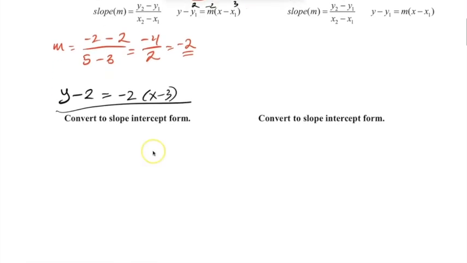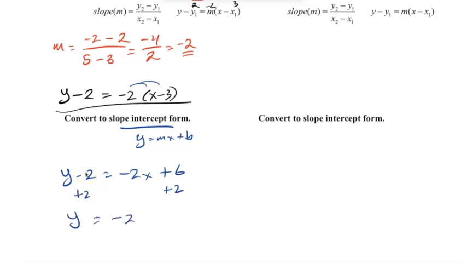Now, if it says convert to slope-intercept form, let's remind ourselves, slope-intercept form looks like y equals mx plus b. So we want to get y by itself. So what we're going to do is distribute this and then add the negative 2 over. So let's get started. Let's distribute that. Y minus 2 equals negative 2x plus 6. Negative 2 times negative 3 is a positive 6. Now I want to get y by itself, so we're going to add 2 over. So y equals negative 2x plus 8.